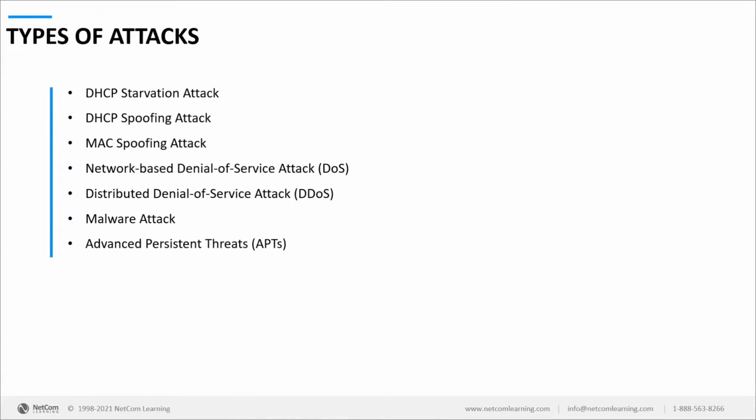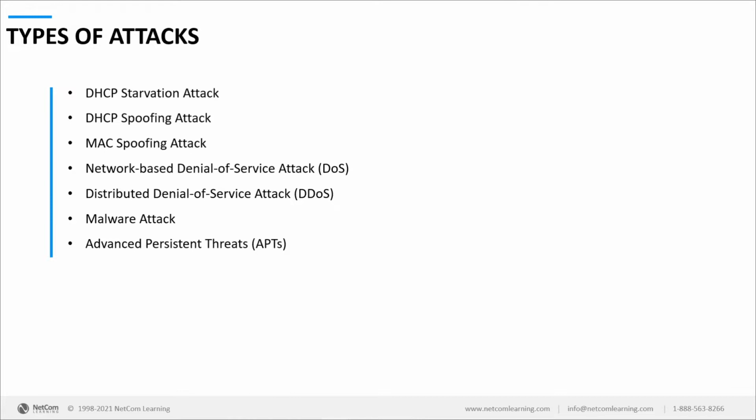Some others, DHCP, the Dynamic Host Configuration Protocol. This is the service that gives out IP addresses on your network. It also is how you get a dynamic IP address from your internet service provider. A starvation attack is just preventing you from getting an address, which means that you won't be able to get on the network because you won't have an address.